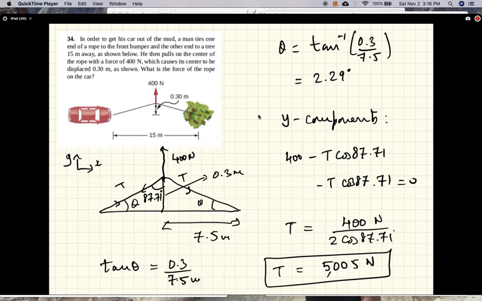Okay, so that's why this technique is the best way to pull a car out of mud. Alright, so that solves that problem.